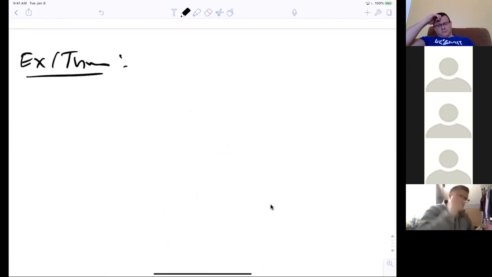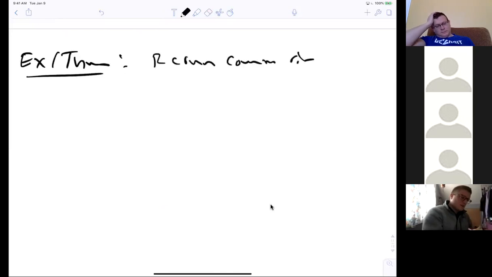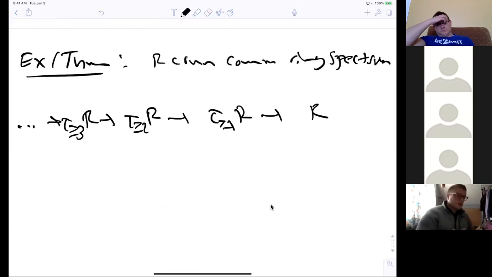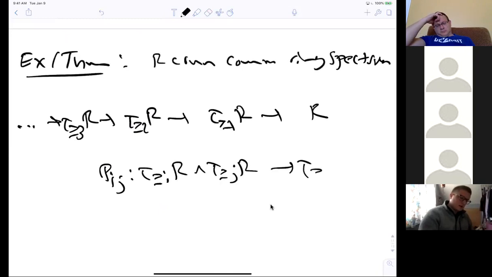I'm going to give an example of a filtered commutative ring spectrum. So basically you take R, a connective commutative ring spectrum, and then you look at what's normally called the Whitehead tower. This part you can build without too much trouble, but then what we do is we build this in a structured way so that you have structure maps tau greater or equal to I R smash tau greater or equal to J R to tau greater or equal to I plus J R.